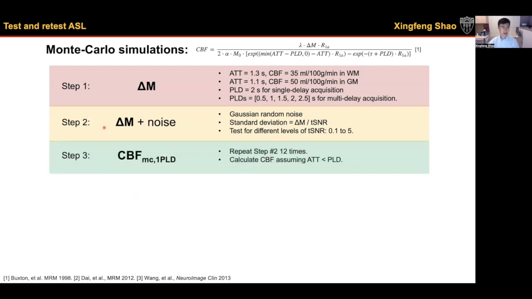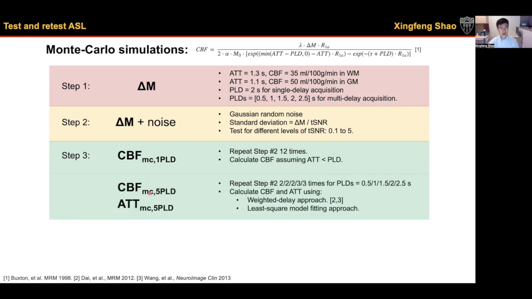And we repeat step 2 multiple times. We choose 12 times for single-delay acquisition, for a typical 5-minute ASL scan, and calculate the CBF value, assuming the arterial transit time is shorter than the post-labeling delay, as in the values we assume here. We do a similar process for multi-delay acquisition. We repeat step 2 two or three times for each PLD, and we can calculate the CBF and the ATT simultaneously using either a weighted delay approach or a least squares model fitting approach.